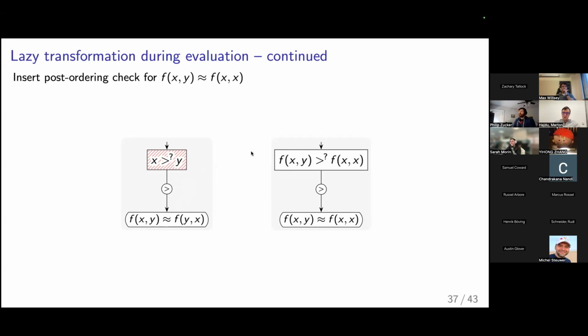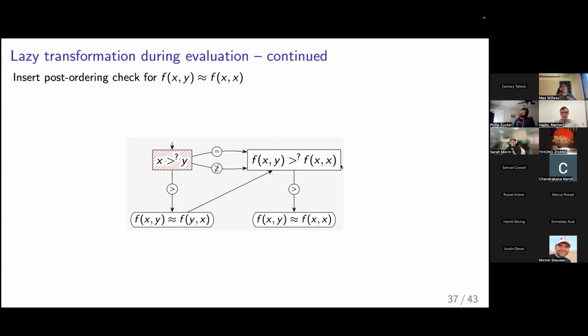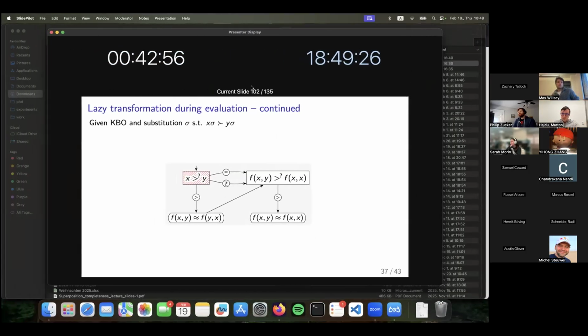And how we put them in sequence is as follows. We just take the sync node of the first thermodynamic diagram and simply replace it with the entry point of the second thermodynamic diagram. And if we do this, we get this new thermodynamic diagram. And let's quickly go through an evaluation of this, where we have now a substitution sigma where x sigma is greater than y sigma.